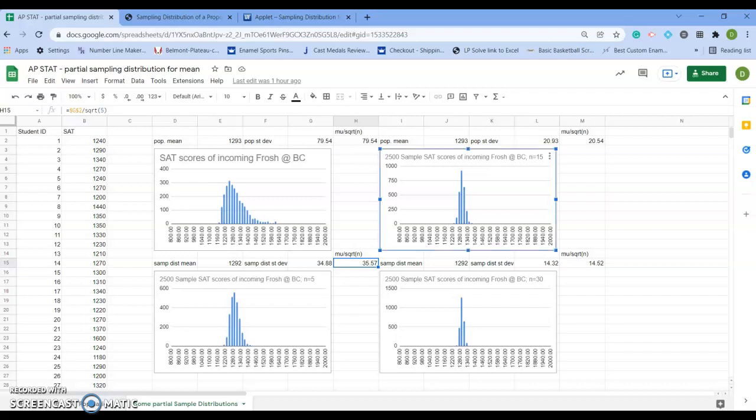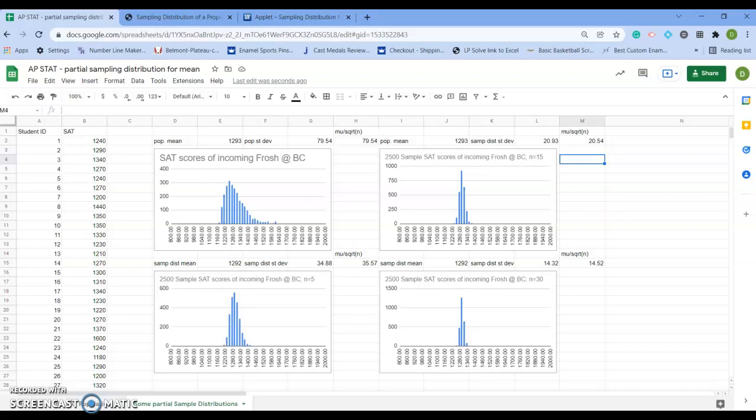Now I've taken samples of size 15. This is getting very, very normal. Again, the population standard deviation is just under 80. The standard deviation of the sampling distribution has decreased even more because our n has gotten larger, so we're dividing by the square root of n. That sampling distribution standard deviation is dropping, and we're getting closer and closer to normal.